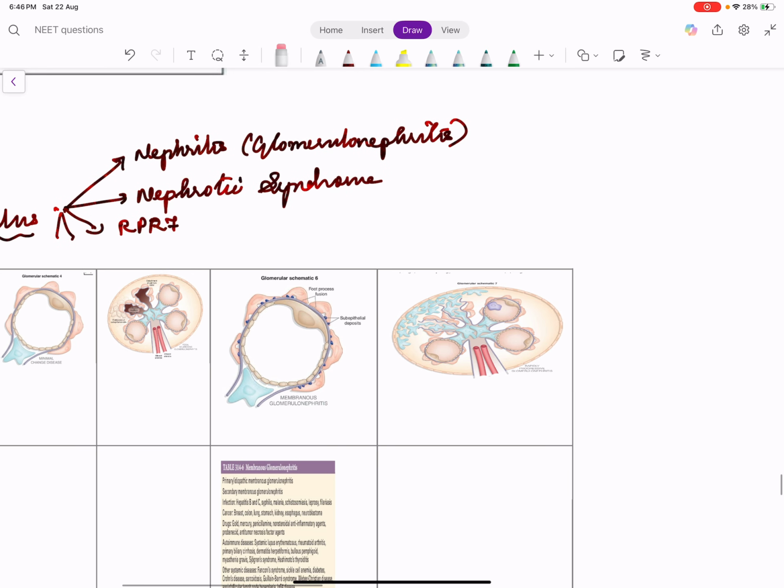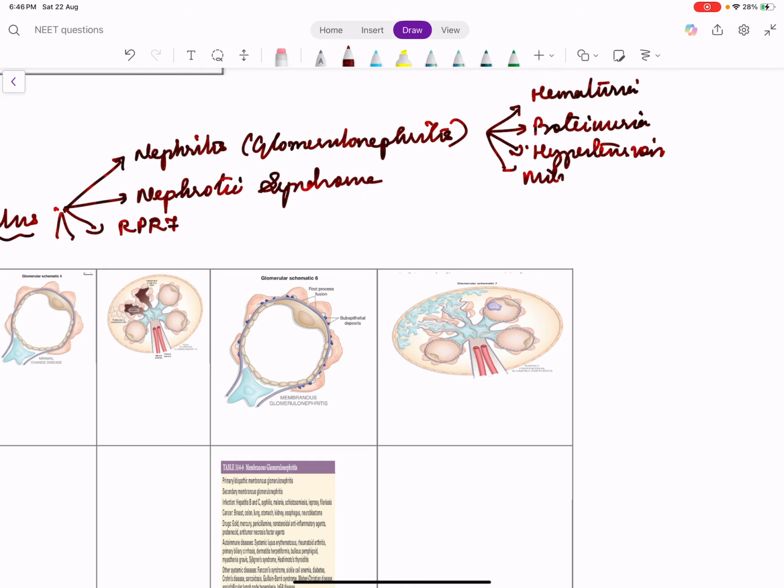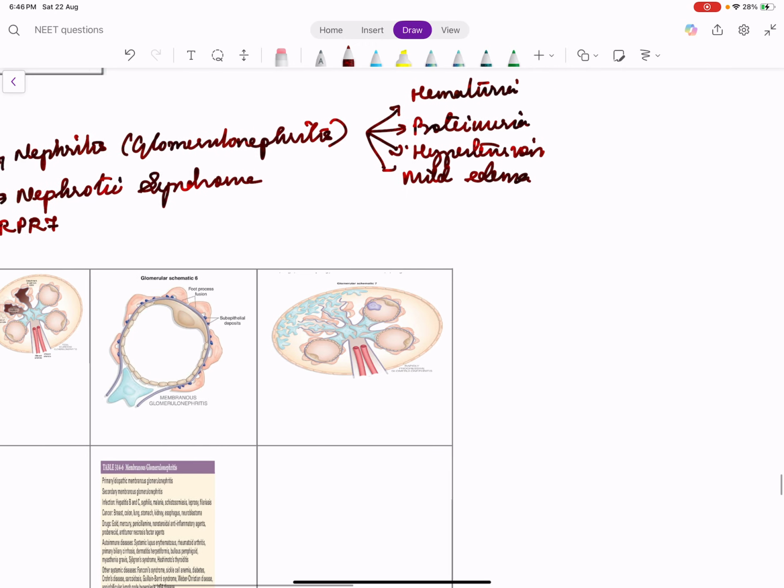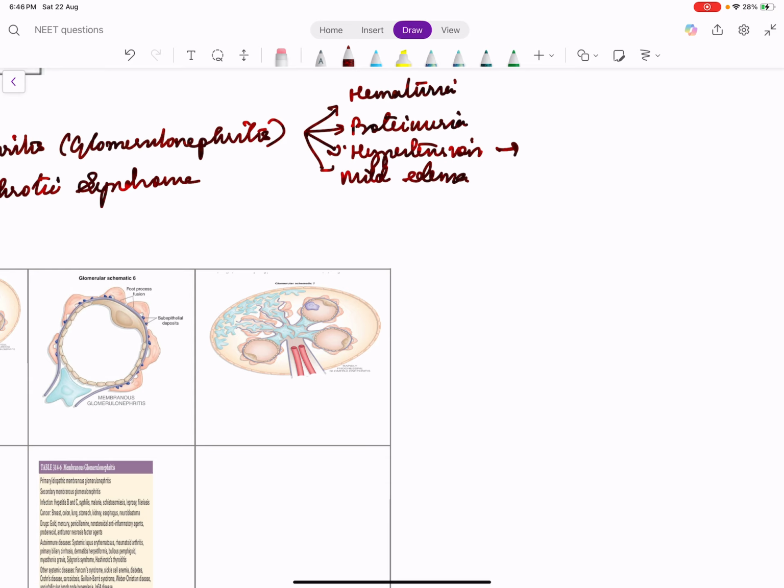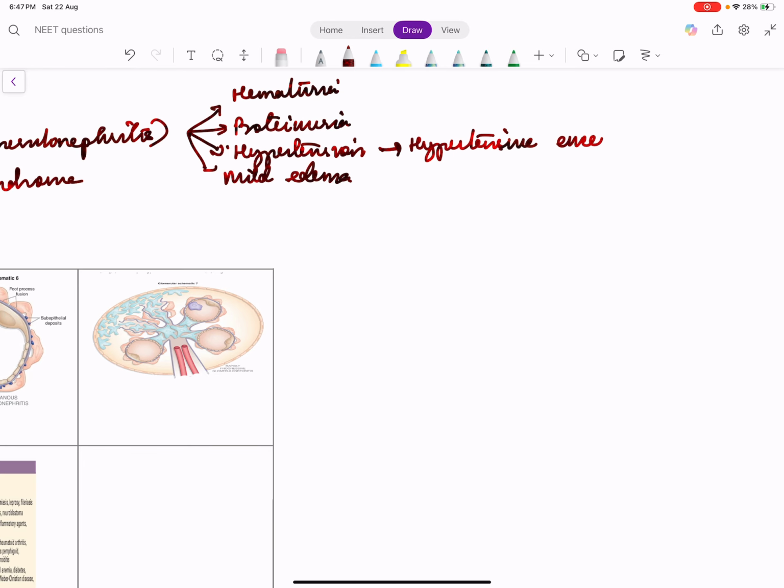What is the nephritic prototype? Hematuria, proteinuria, hypertension, mild edema or edema. This hypertension can be so severe that it can cause some changes in the brain, like hypertensive encephalopathy. Glomerulonephritis is dreaded because it can affect the brain by this.